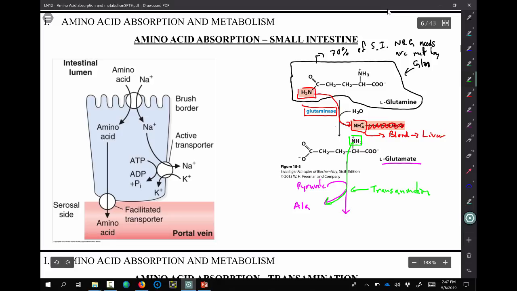That will make alpha-ketoglutarate. That then goes to the citric acid cycle, oxidative phosphorylation, and that, of course, makes ATP. That's how the energy needs of the small intestine are going to be met. Glutaminase deaminates it, a transamination reaction makes alpha-ketoglutarate, and then we're on to the races with the citric acid cycle and oxidative phosphorylation, which we've already talked about.